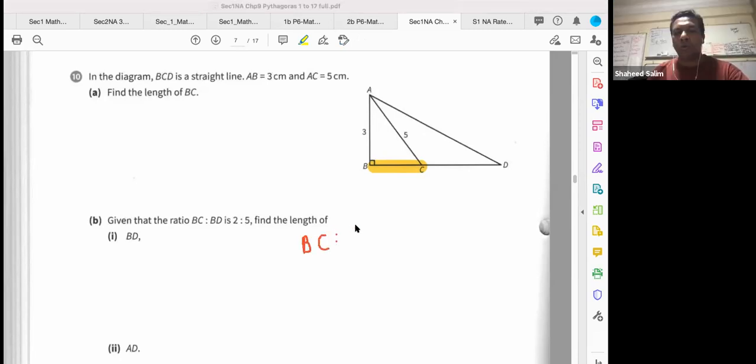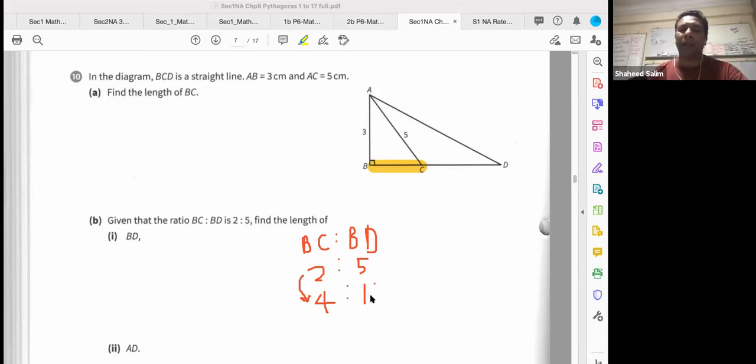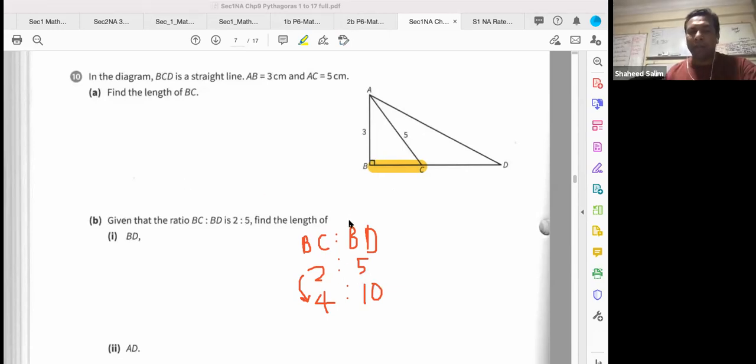Yeah, BD. You can use ratio to find it, because now the ratio is 2:5, and this 2 is equal to 4 cm. So you calculate: times by 2, you get 10. Sometimes they have it like that. So if you get this, that means it's okay. So the answer is 10.